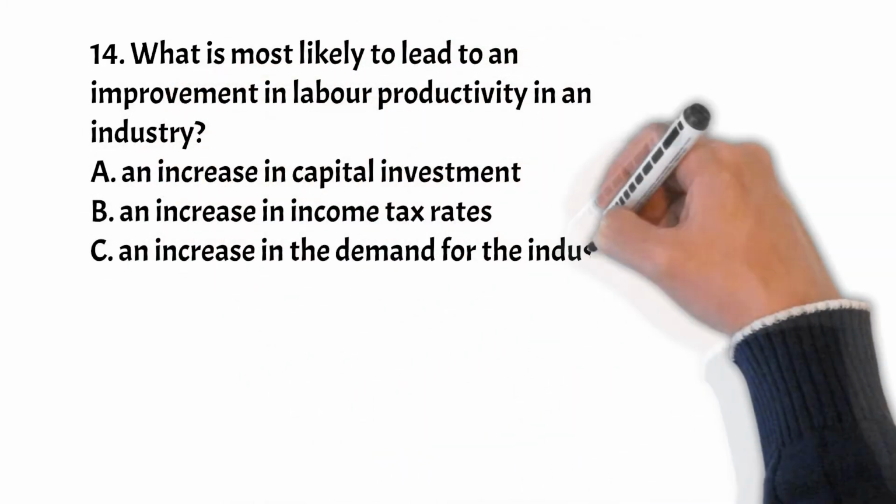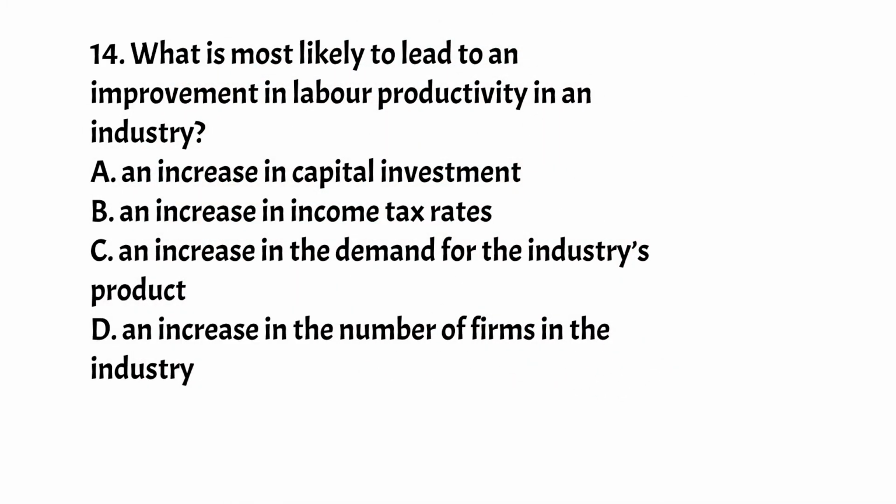Question 14. What is most likely to lead to an improvement in labor productivity in an industry? A. An increase in capital investment. B. An increase in income tax rates. C. An increase in the demand for the industry's product. D. An increase in the number of firms in the industry. An increase in capital is likely to make labor more productive, as new technology or machines can be used. So the answer is A.